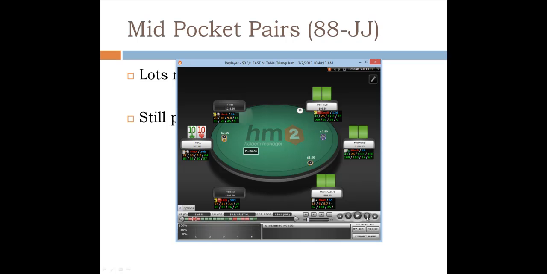Pocket tens. 4, 5, 7. I bet. Villain calls. The turn, I'm just going to keep betting to get value from things like 4, 8, like 4, 6, 7, 6, etc. I bet. And he puts in a substantial raise. And at this point, I'm just going to give him credit and fold.